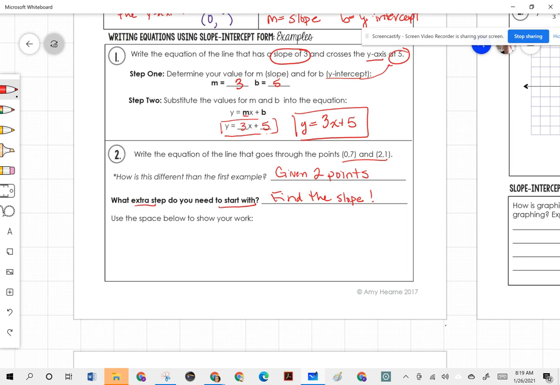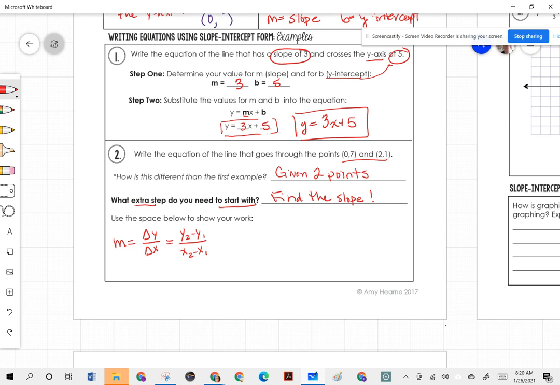So the extra step that we need to start with is to find the slope. Now, this was from the previous lesson, and the slope formula was delta y over delta x, which means the change in y over the change in x. So we are subtracting the y coordinates over subtracting the x coordinates. So let's go ahead and look at our work here.